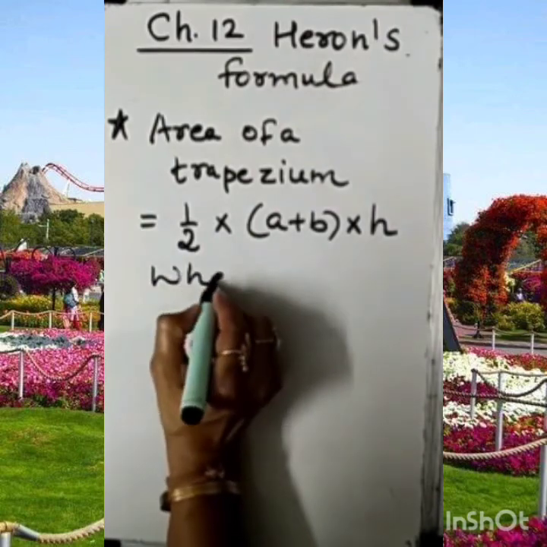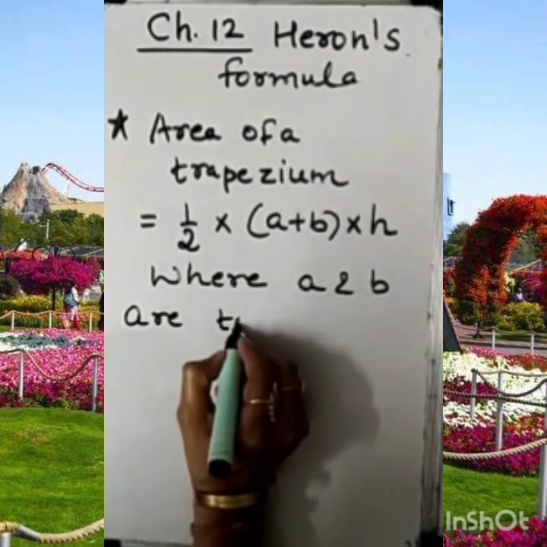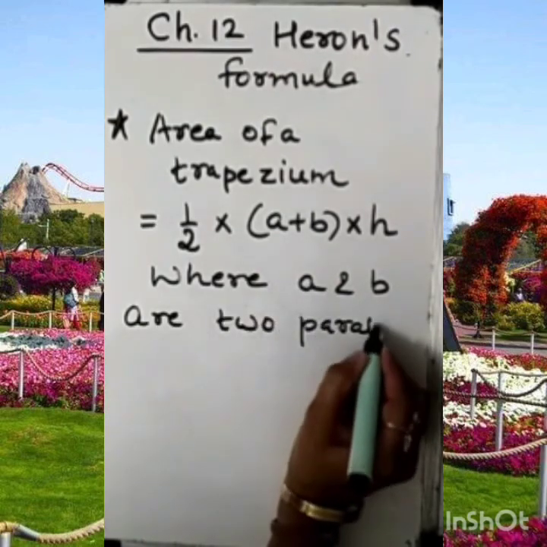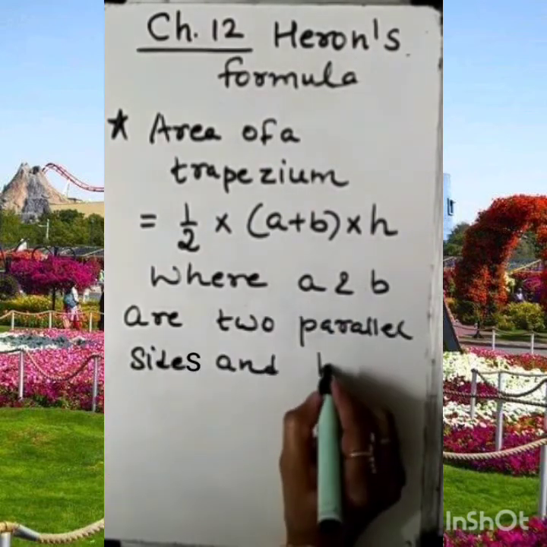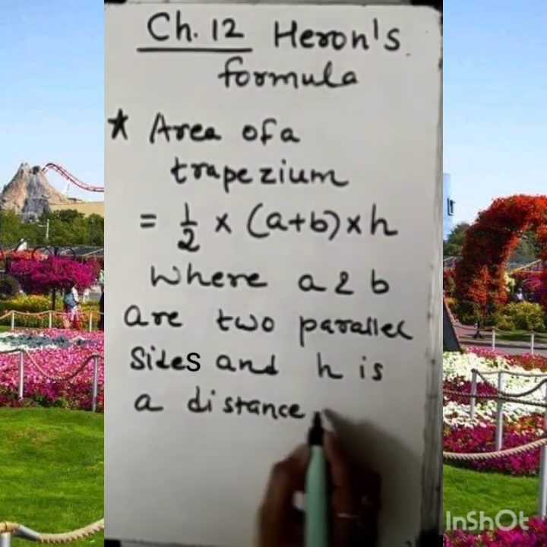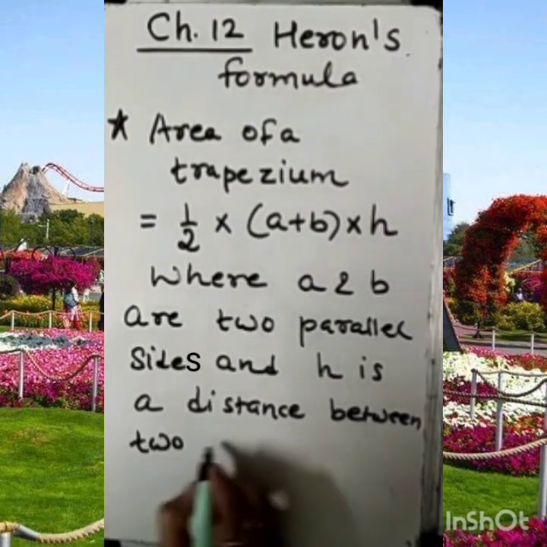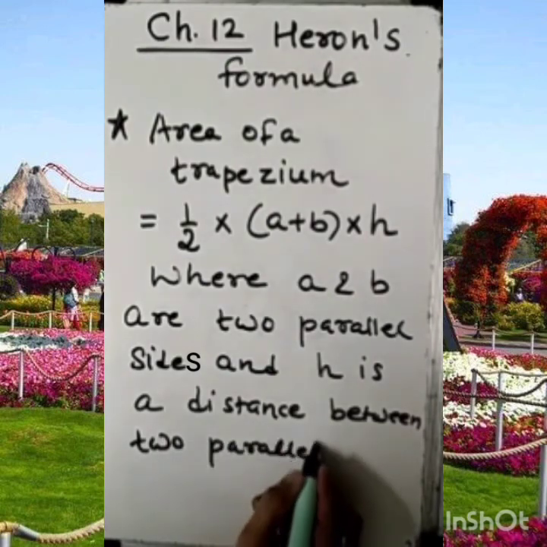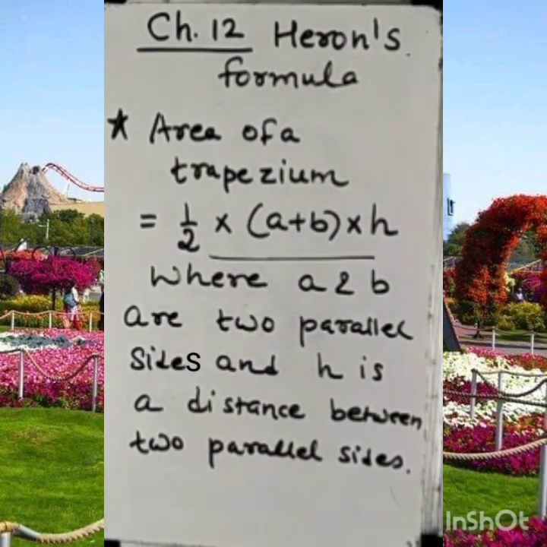You can mention here, where a and b are the two parallel sides, and h is the distance between the two parallel sides. So this is the formula to find the area of a trapezium: 1/2 into a plus b into h. Got it? Now, next.